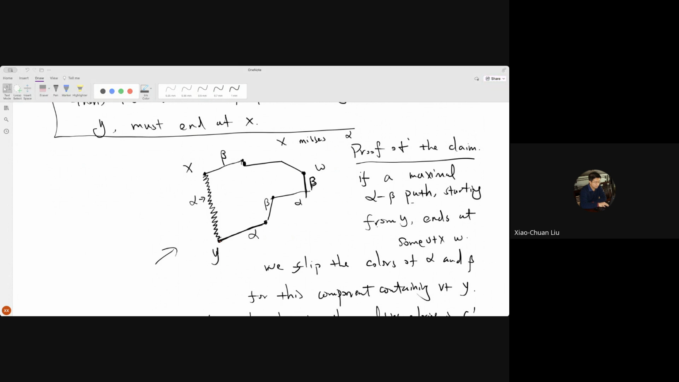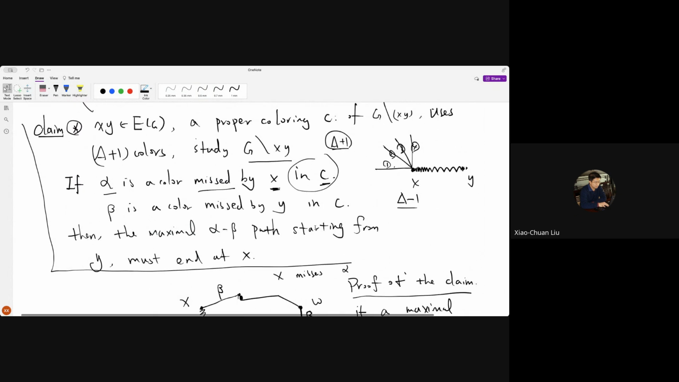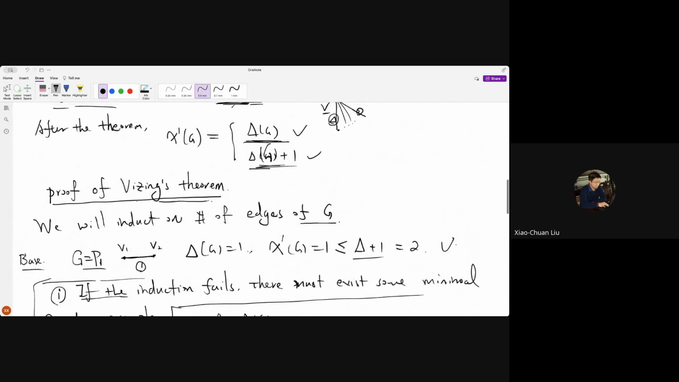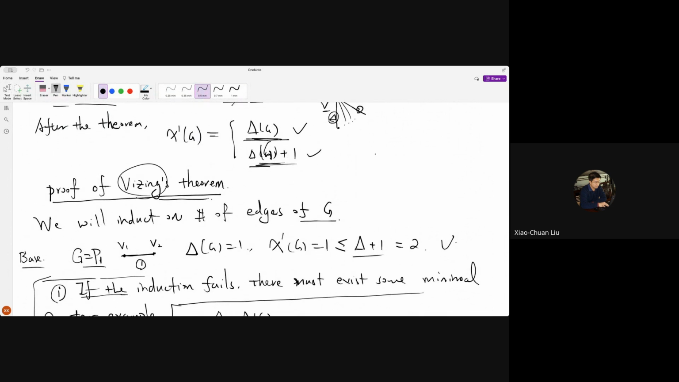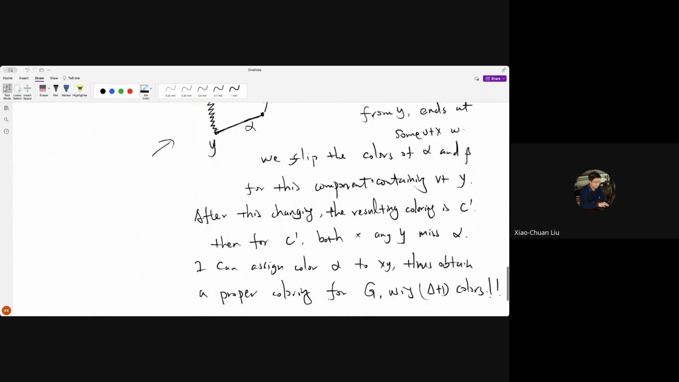Okay, that's great. Let's digest the claim because this is part of the process. So we need to stop a little bit, because we will use this a lot during the proof. There is something Vizing invented. This is a Vizing theorem. It is called Vizing's fan. So you see what is going on.